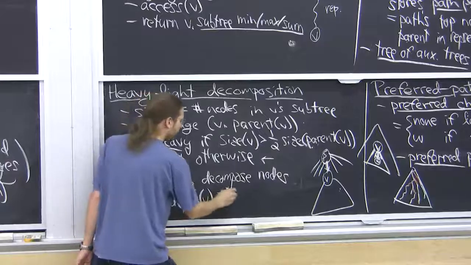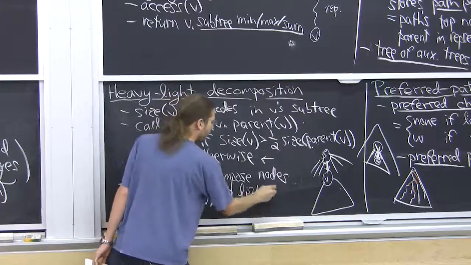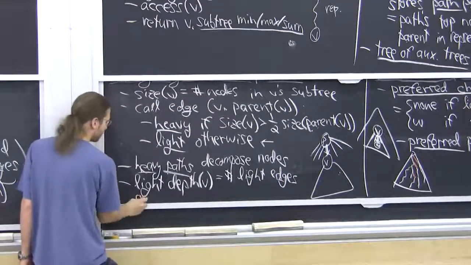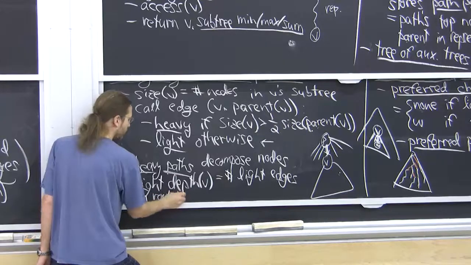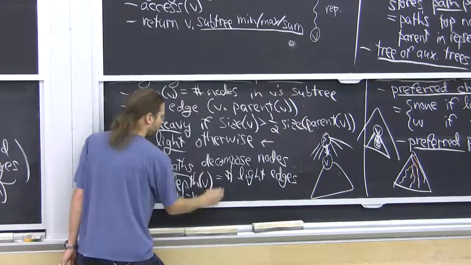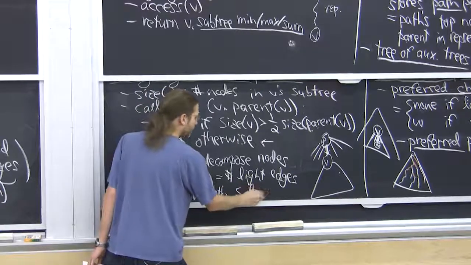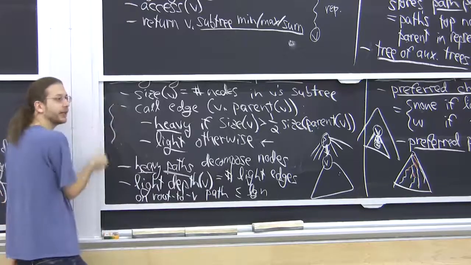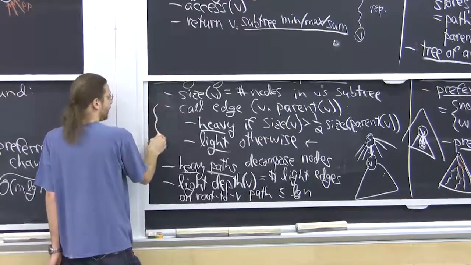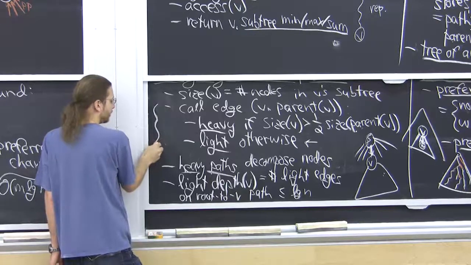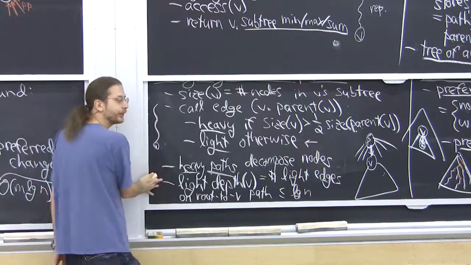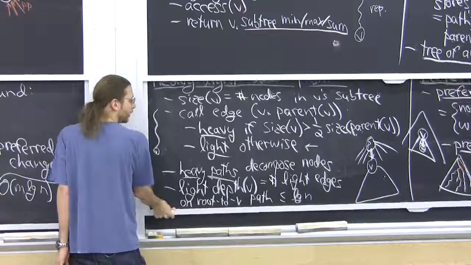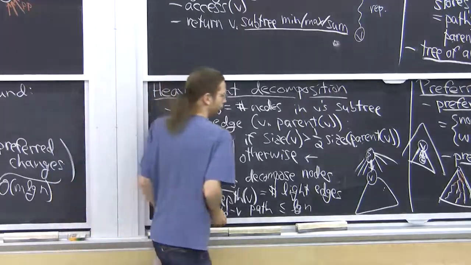This is the number of light edges on the route to V, and it is always at most log n. Now, the number of heavy edges could be huge. Maybe your tree is a path, then every edge is heavy, and you follow n of them to get from the root to V. So we can't bound the number of heavy edges, but the number of light edges we can bound as log n. This is where heavy light decomposition is useful.